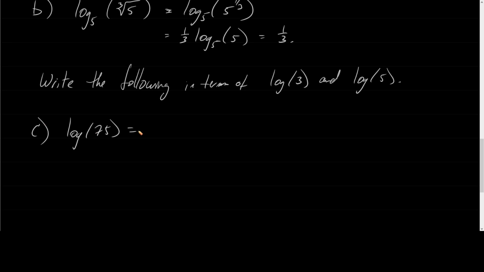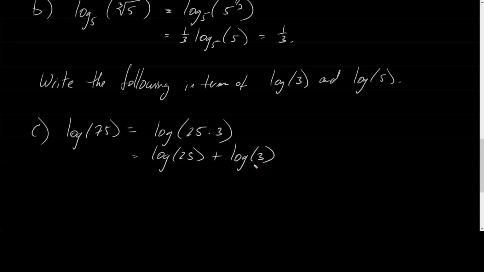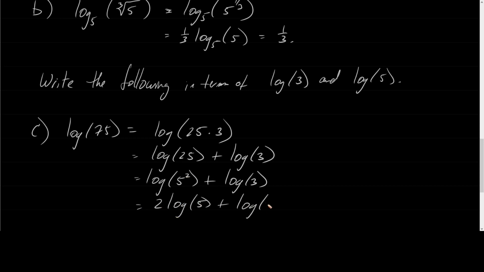All right. Well, log of 75 would just simply be log of 25 times 3, right? Because 75 is 25 times 3. And in here, well, this is a product, so it's going to become a sum. So I'm going to have log of 25 plus log of 3. And then over here, this 25 is just saying 5 squared. So I have log of 5 squared plus log of 3. And finally, here with this power, I could put it to the front. So I end up with 2 log of 5 plus log of 3.